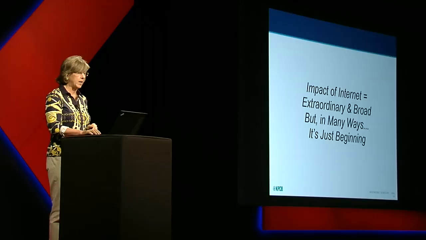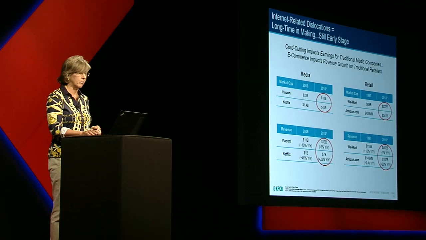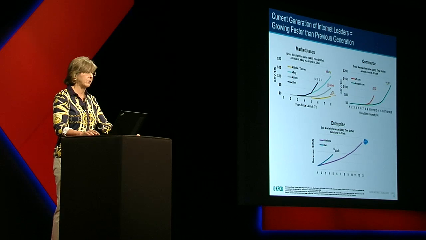The impact of the internet is extraordinary and broad, but in many ways, it's just beginning. Many of us have been around the internet for a long period of time. This looks at Viacom's market cap in 2006, 33 billion, now 18 billion. Netflix's market cap was 1.4 billion in 2006 versus that 33, and is now 44 billion versus 18 billion. We go through a few examples of that on this slide. The current generation of leaders is growing faster than the previous generation: Uber growing faster than eBay, JD.com growing faster than Amazon.com, Slack growing faster than Salesforce.